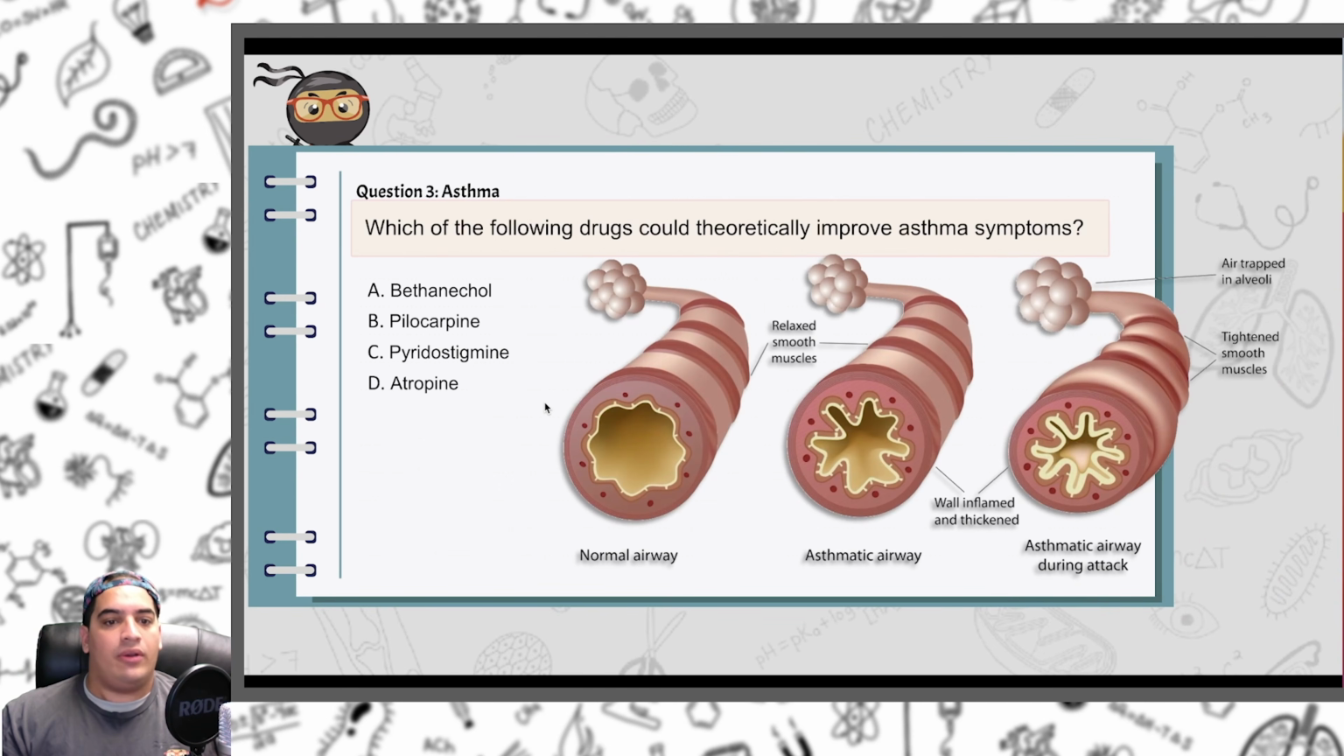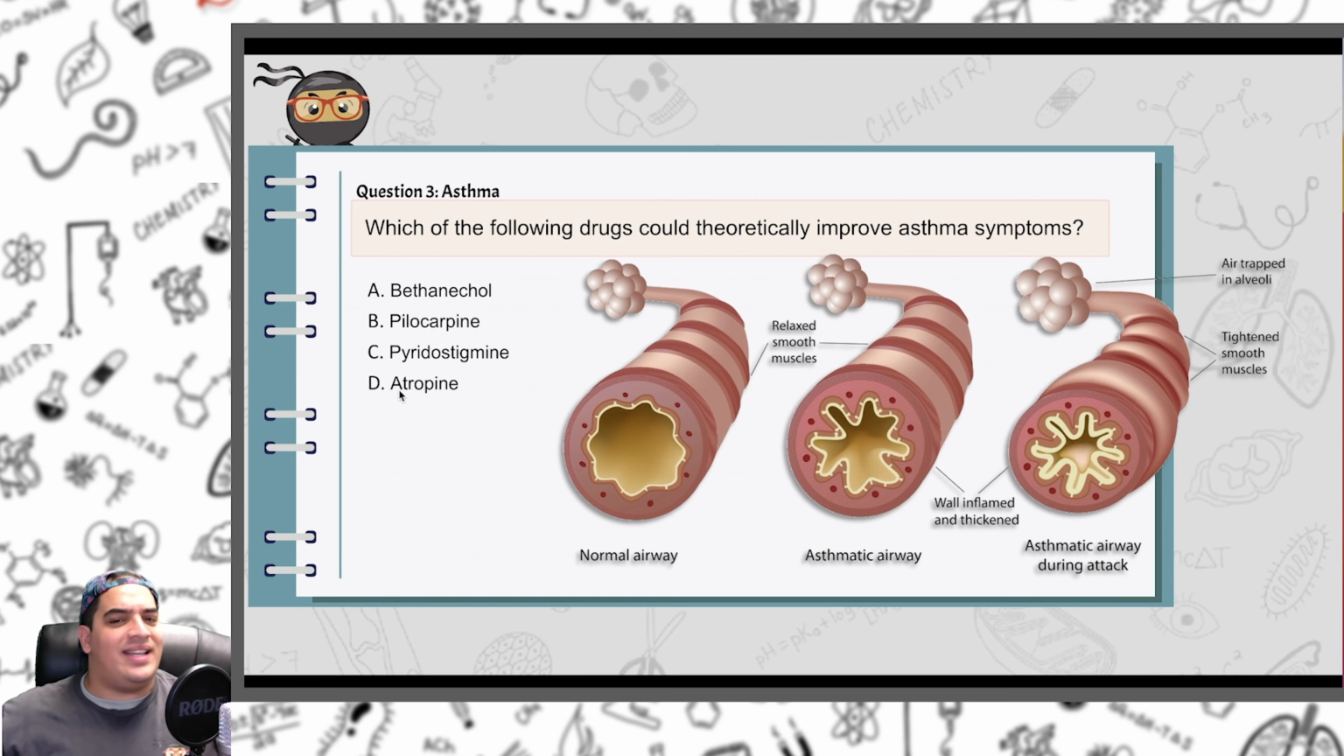All right, 3, which of the following drugs could theoretically improve asthma symptoms? Well, you have to think about this. All of the receptors on the smooth muscle of the bronchioles are going to be M3 receptors. So whenever any kind of cholinergic agonist binds onto it, it's going to cause bronchoconstriction to some degree. Bethanechol is one of those muscarinic agonists. Pilocarpine, muscarinic agonist. Pyridostigmine is actually going to increase the acetylcholine levels in the synapse to bind to muscarinic receptors. And so these 3 are all going to cause bronchoconstriction.